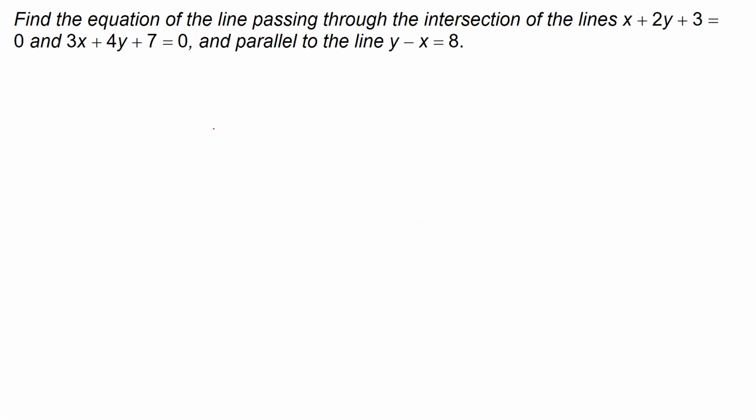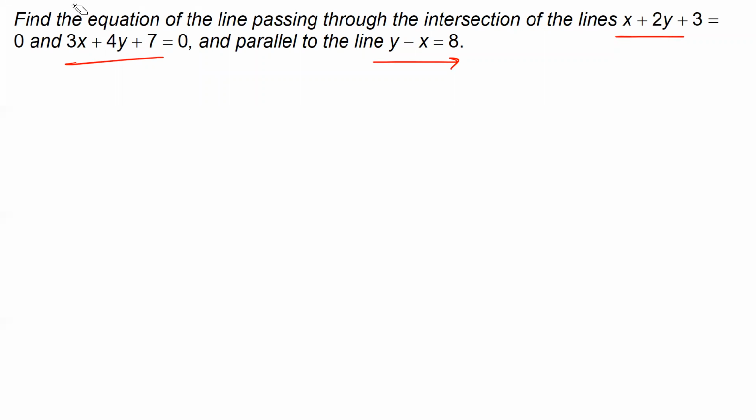Find the equation of the line passing through the intersection of the lines this and this, and parallel to the line this. Again, in a similar way, I want you to solve these two equations because this will give us the point of intersection. And we want the line to be parallel to y - x = 8. That is one way where you can find the answer by solving the two equations, and there is in fact one more way I want you to know.